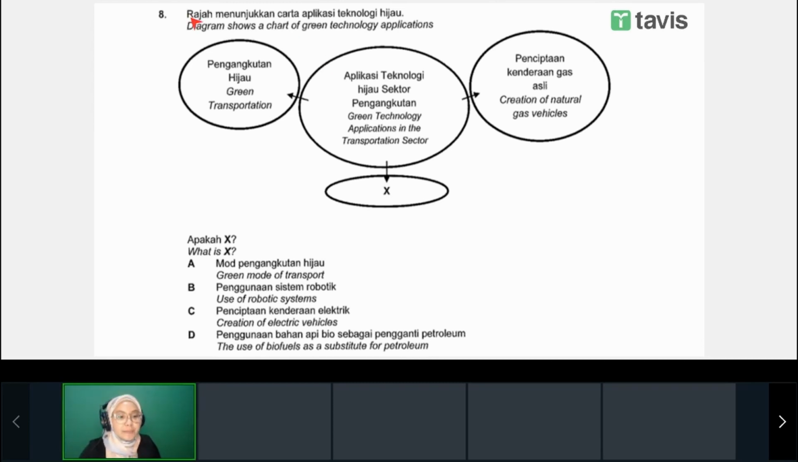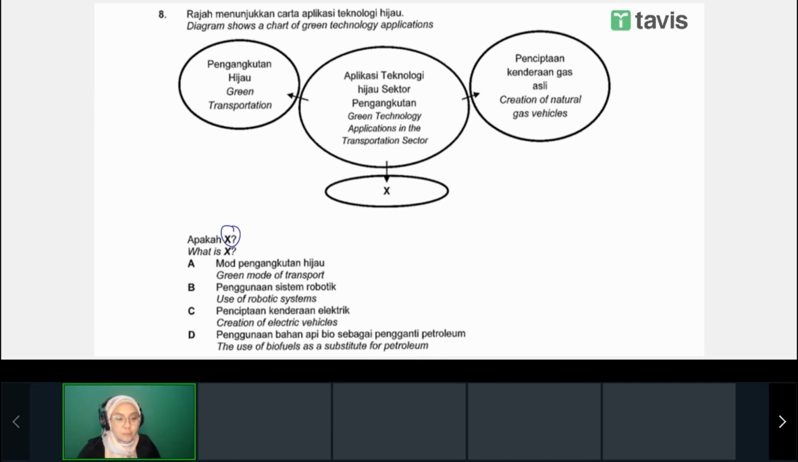Okay, let's read this. Diagram one shows a chart of the application of green technology. They have green transportation. They already have the creation of the natural gas vehicle. So what is X? They do ask about X. Underline the keyword. They ask what is X?